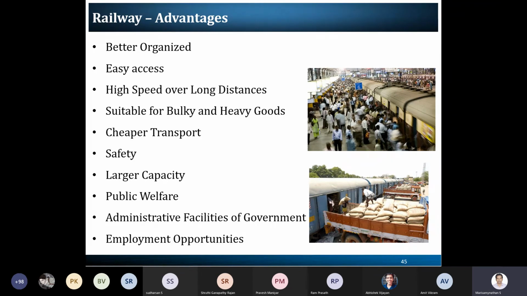We transfer over long distances, whether goods or passengers. And the cost is cheaper, right? The train cost is cheaper for long journeys, and there is more safety. When we compare with road accidents, railway accidents are fewer in number as well as in severity. It also gives employment opportunities other than the technical component. So these are the major advantages of the railway facilities.